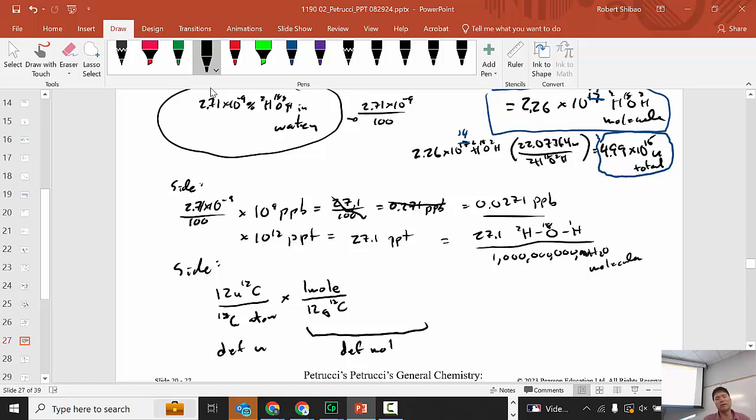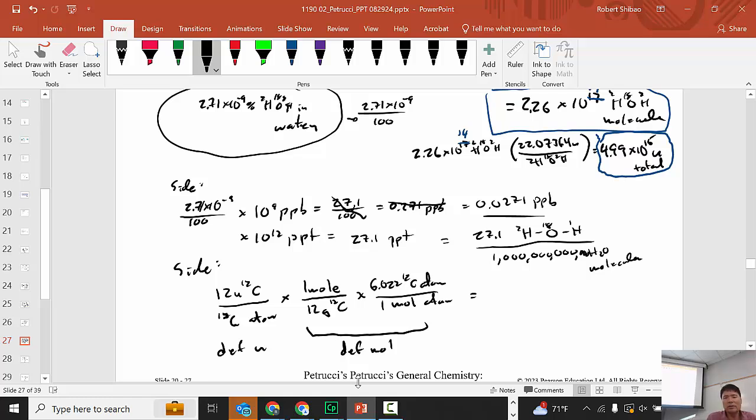You can get pure carbon 12. You just separate out the carbon 13 from it and the carbon 14, if any. So this is the definition of mole right here. 1 mole is defined as exactly 12 grams of carbon 12. And then how many carbon 12 atoms are there in exactly 12 grams of carbon 12? So Avogadro's number comes from this.